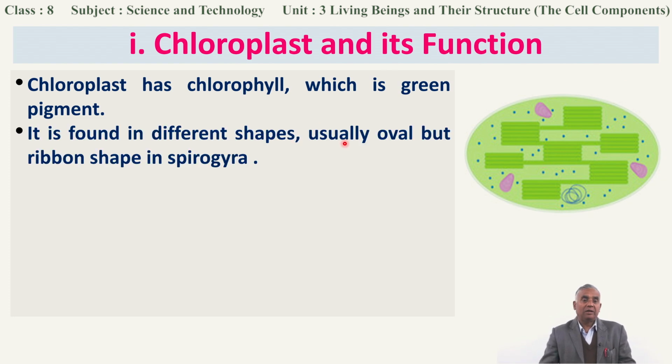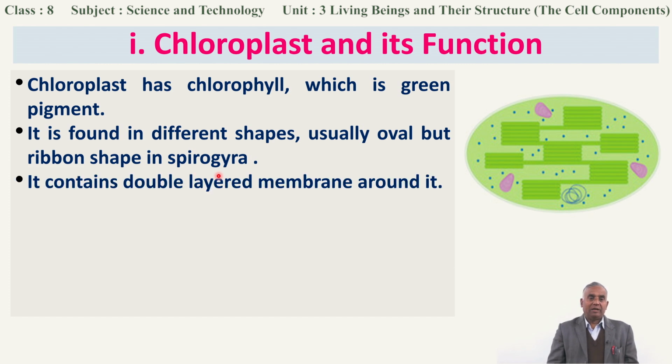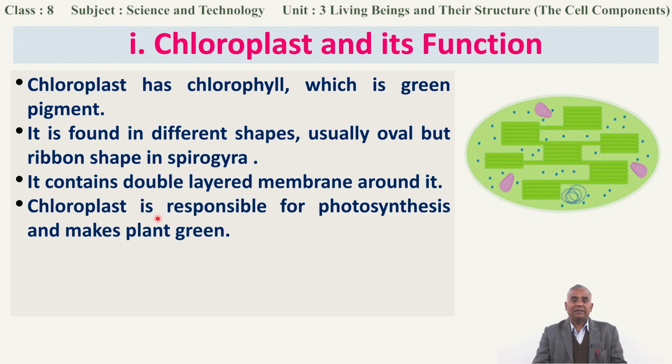Chlorophyll is a green pigment. Chloroplast is found in different shapes, usually oval, but ribbon shaped in Spirogyra. Spirogyra is what? That is a type of algae. And another organism, do you know? Chlamydomonas. Yes, in Chlamydomonas it is cup shaped. So in different shapes chloroplasts are found. It contains a double layered membrane around it. And chloroplast is responsible for photosynthesis and makes the plant green.